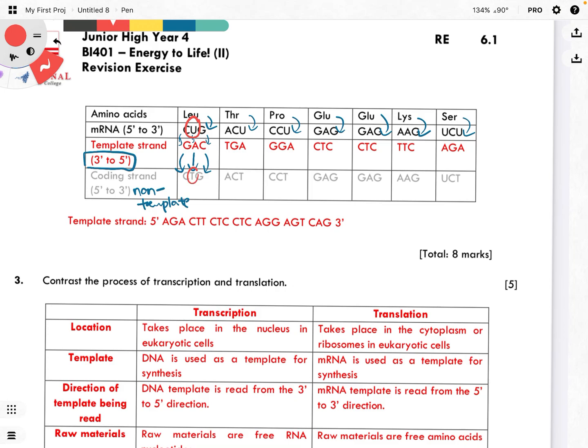Okay. Finally, in writing your answers out, this is one way you can write your answer. Another way you can write it is from here, this end, all the way to this end. In other words, the 5' end to the 3' end. Currently, what you've written in this box is 3' to 5'. If you write it in the 5' to 3', this will be the sequence.